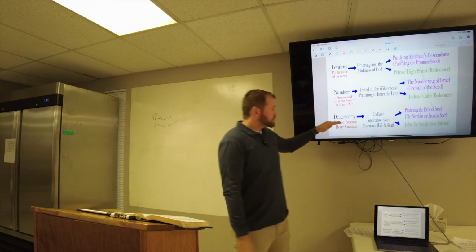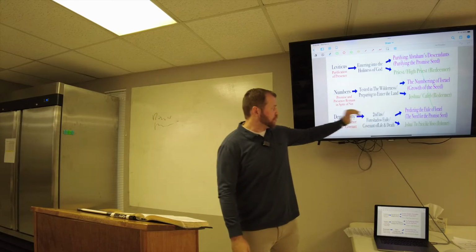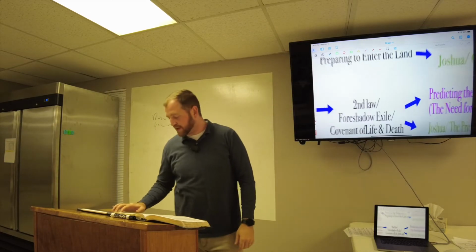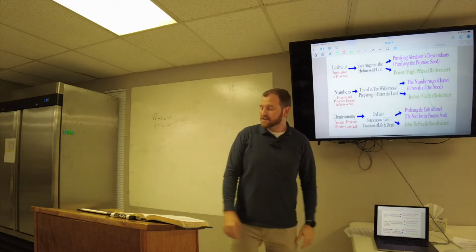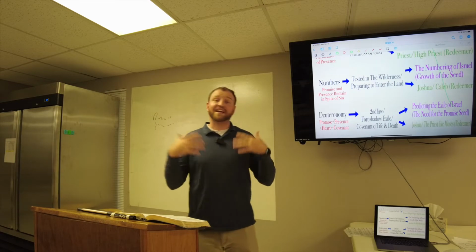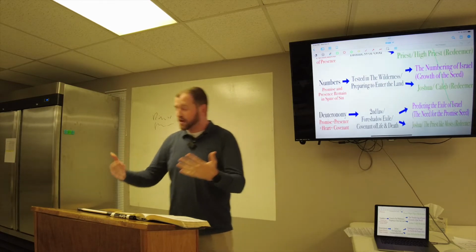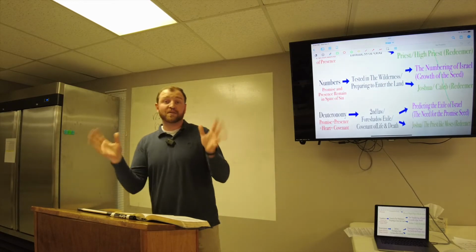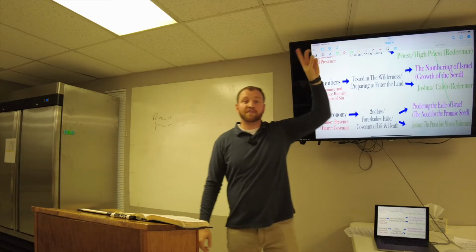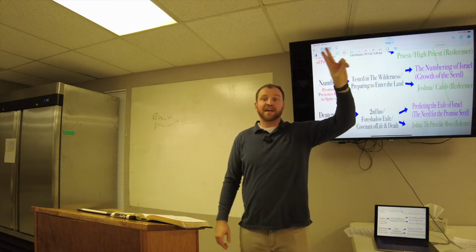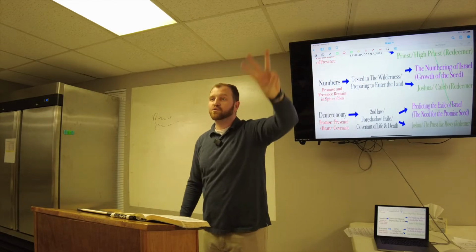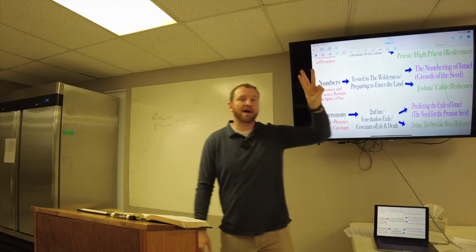Deuteronomy, we call the second law, he foreshadowed exile, and it's the covenant of life and death. But Deuteronomy is to the second generation. He retells the law, and he basically ends it with this. God made a promise of his presence, and guess what he's going to require of you? For this covenant to work, guess what he requires of you?